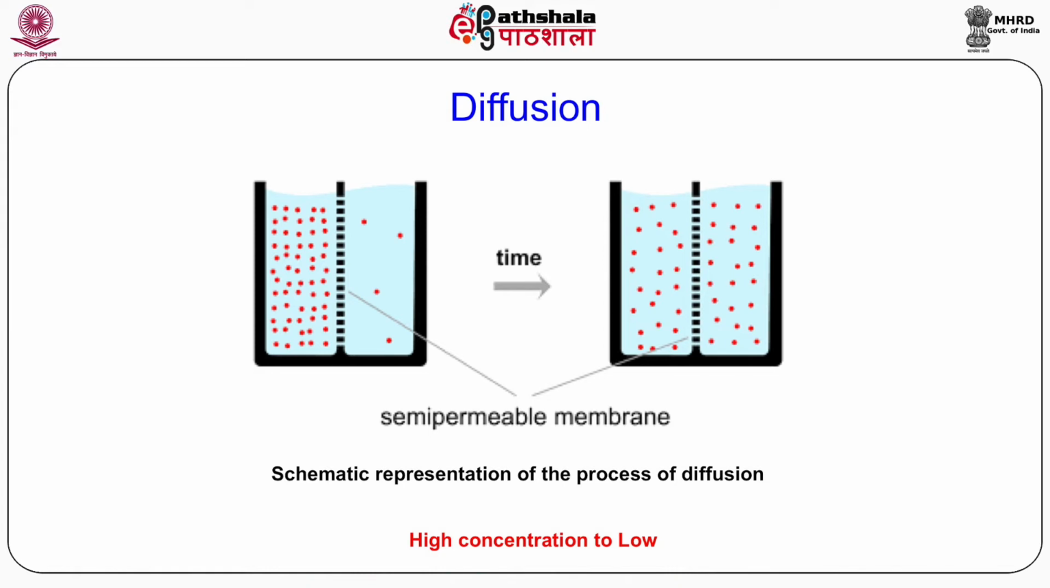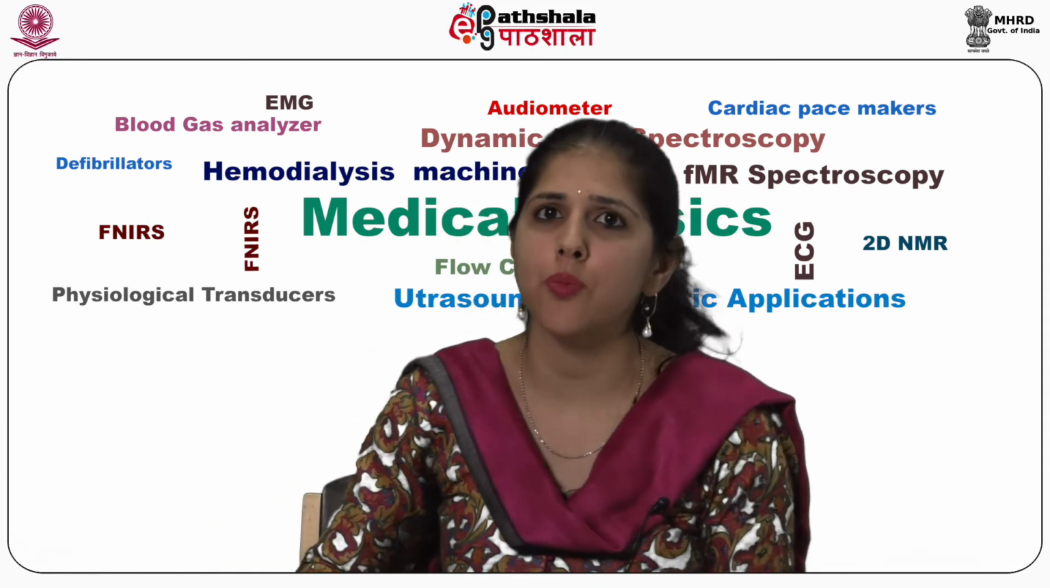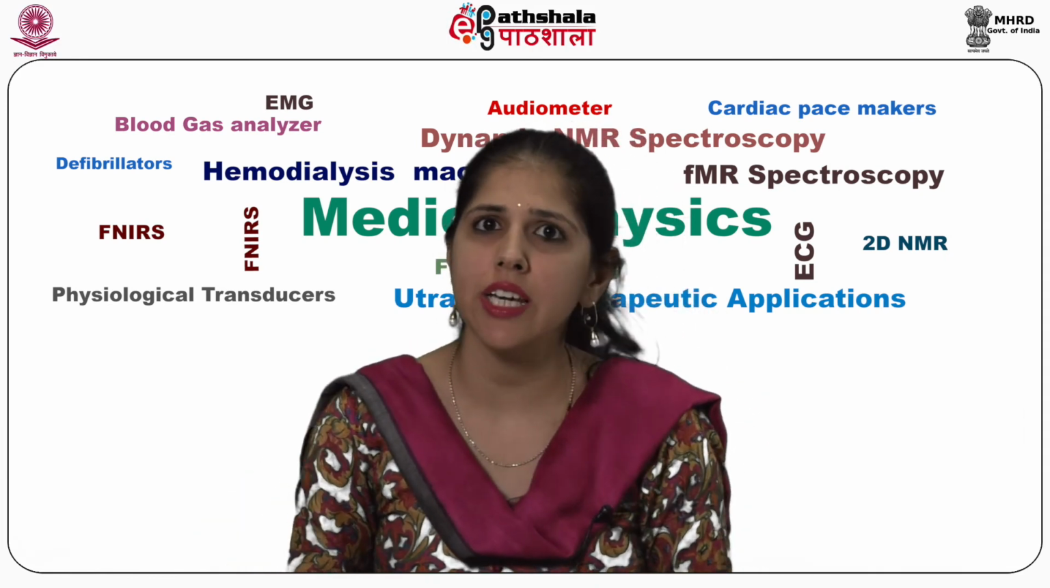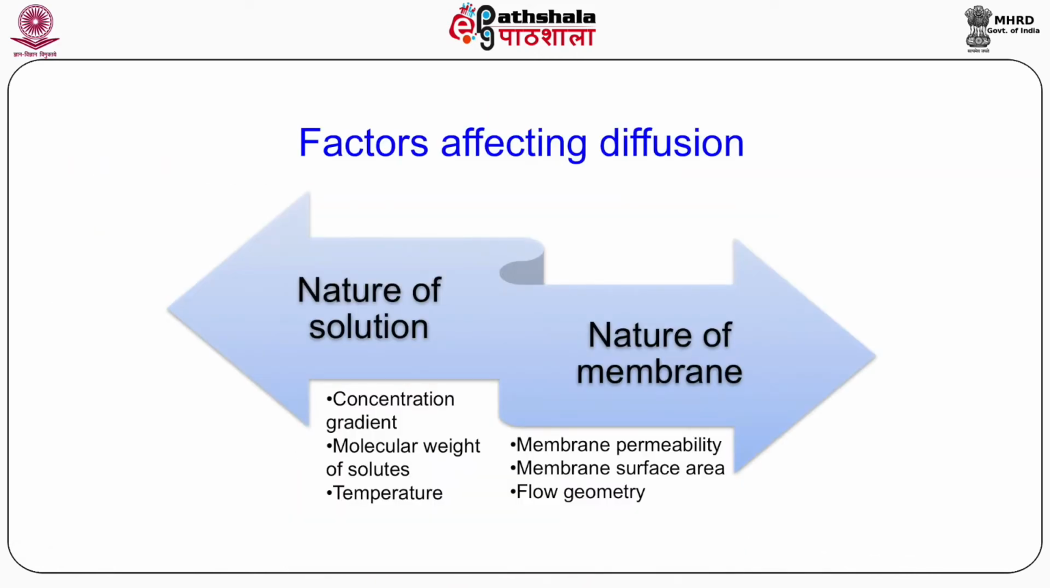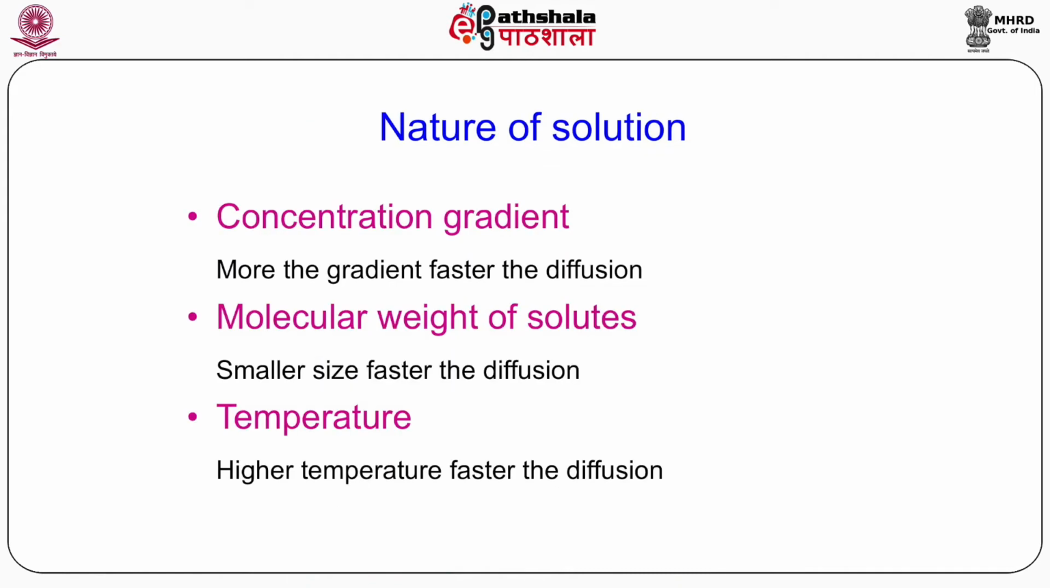As you see in panel B of this picture, the two compartments have reached an equilibrium and the process of diffusion has stopped. So what are the factors which affect this process of diffusion? Now as we see, this process of diffusion is determined by two things. One is the nature of the solution we are using and the other is the nature of the membrane. We will be discussing both of them in detail, going on to how these two things affect the process of diffusion.